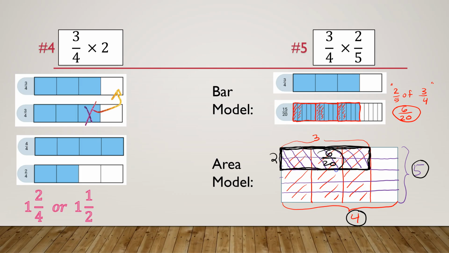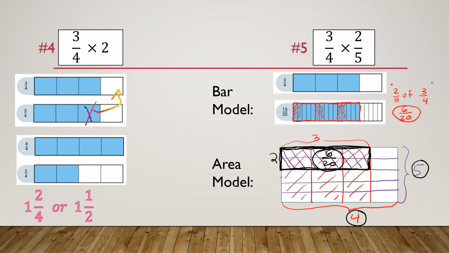Same answer, but just looks a little bit different, right? So our job as a teacher is to know all different ways to represent things so that we can catch the majority of our students, if not all of them, right? So that is multiplication with bar model and area model.